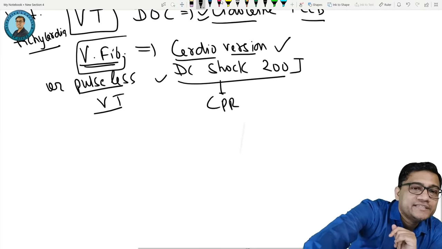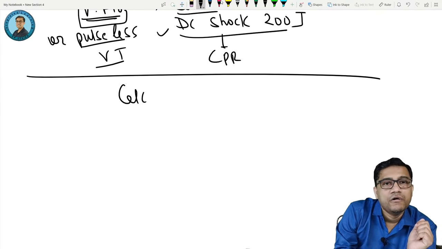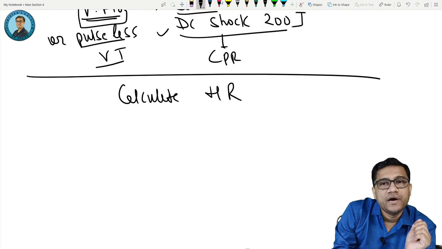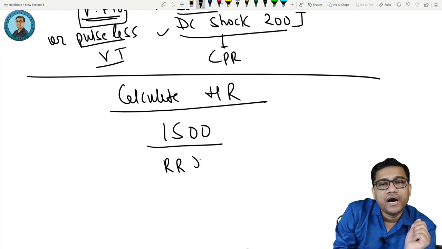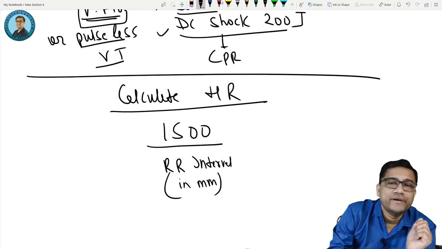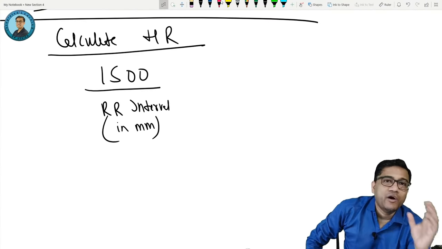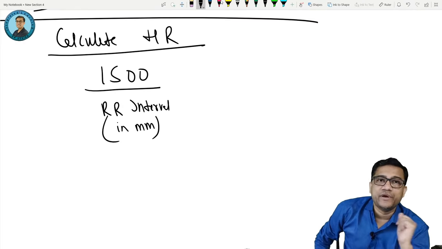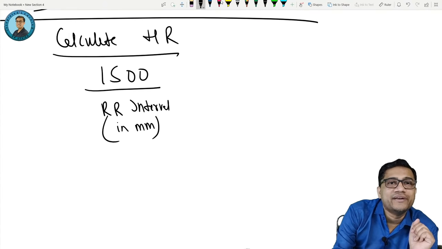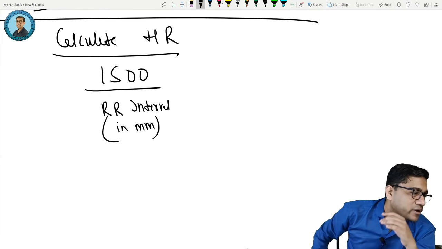So first, understand something: how do you calculate the heart rate? The formula is 1500 divided by the RR interval in millimeters. Now I'm coming to the topic of tachyarrhythmias; I've done the blocks, so now I am doing tachyarrhythmia. So how do you calculate the heart rate? The answer is 1500 by RR interval in millimeters.